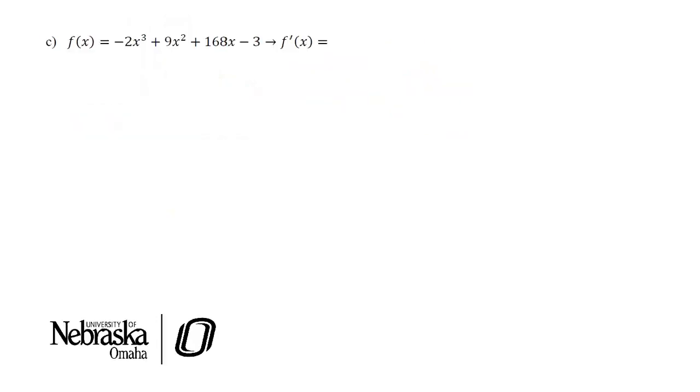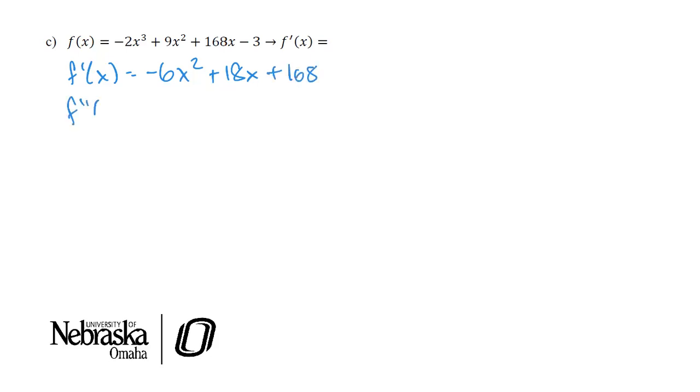Okay, part C. This one does not have a graph for us. It just has a function. It looks very similar to the equation we found the third and fourth derivative for. Okay, so the first derivative, we would get negative 6x squared plus 18x plus 168.